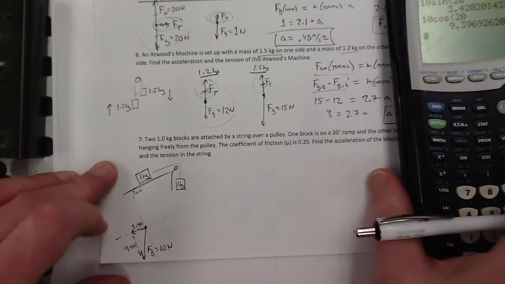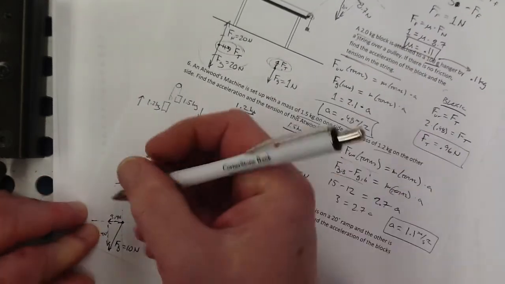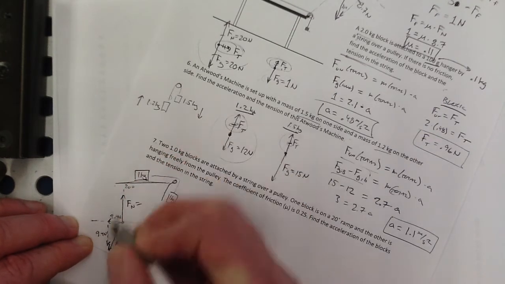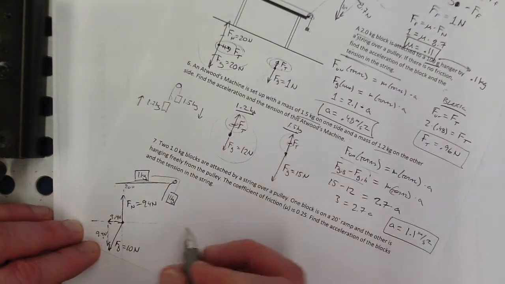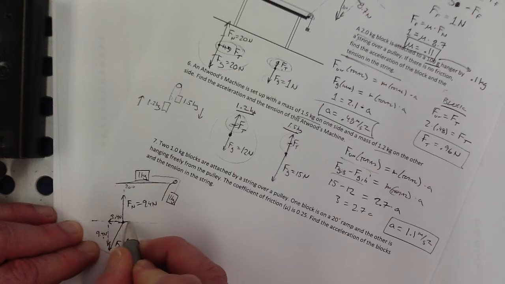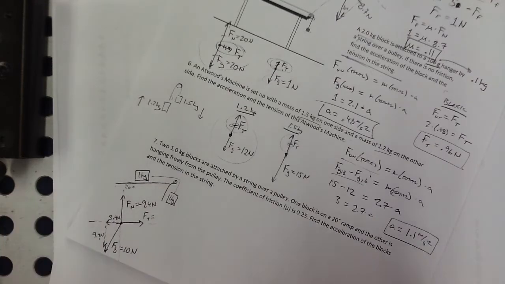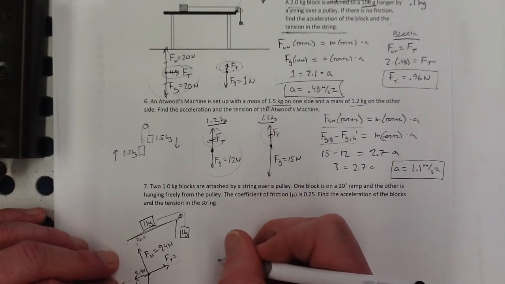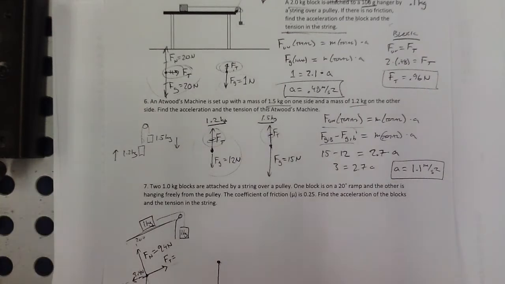Everything else I draw in this picture is going to be lined up like this. So the support force is 9.4, and the tension is I don't know what. But when we draw the other block, you're really making a guess.